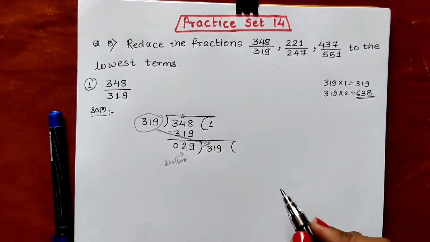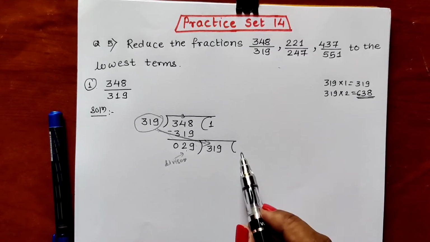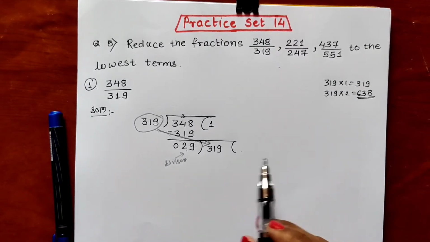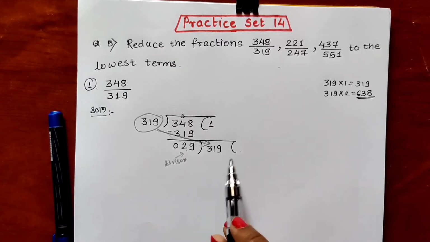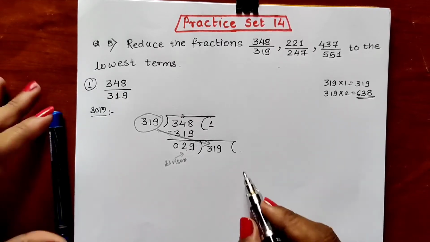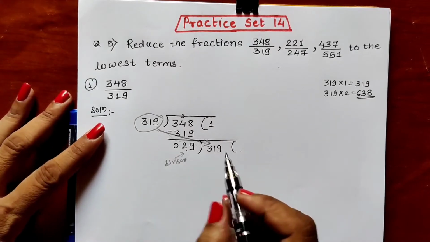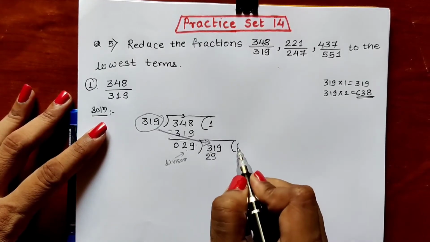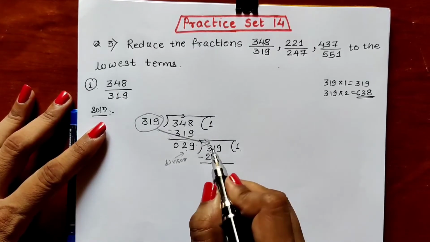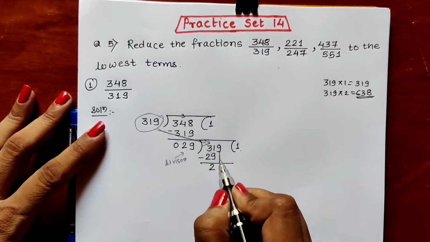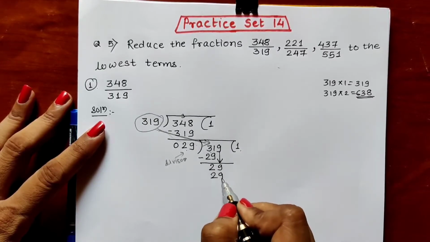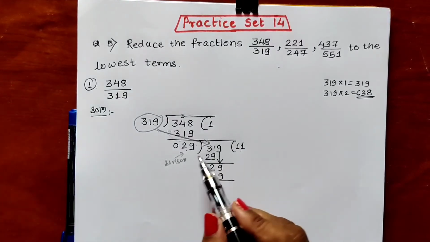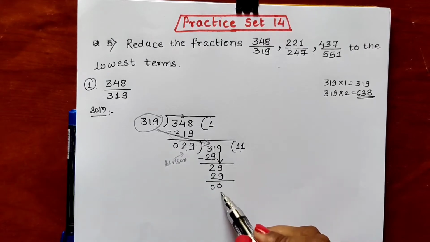Now if you know the table of 29, you can directly write the answer here. And if you don't know the table of 29, then you will have to make the table of 29 and then write the answer. We all know here 31 is there. So what we have to do? 29 ones are 29. 31 minus 29 is 2. This 9 we have to write down. Again 29 ones are 29. In this way we have got 11 as the quotient, 29 is the divisor and the remainder is 0.